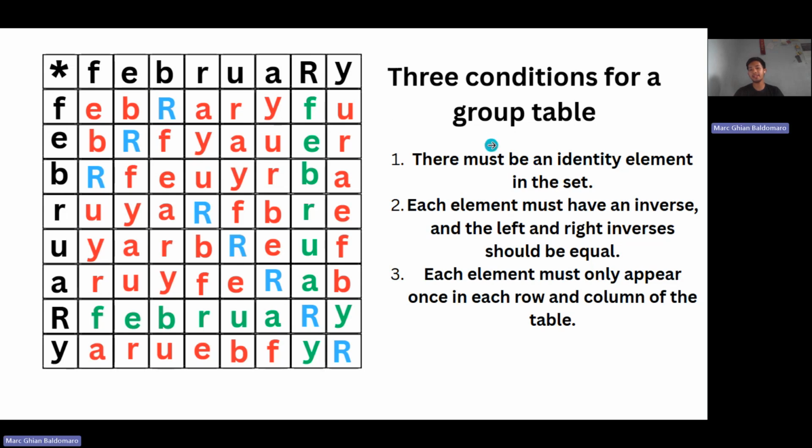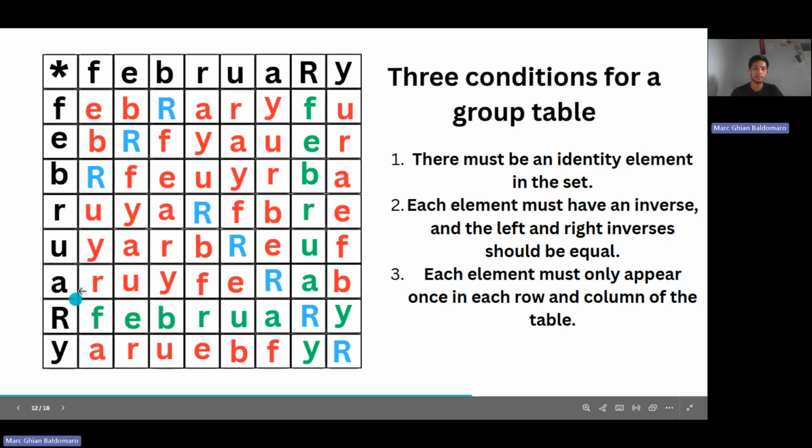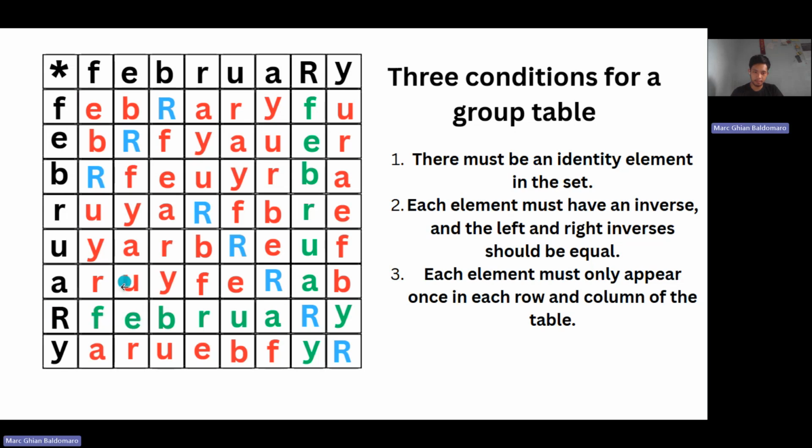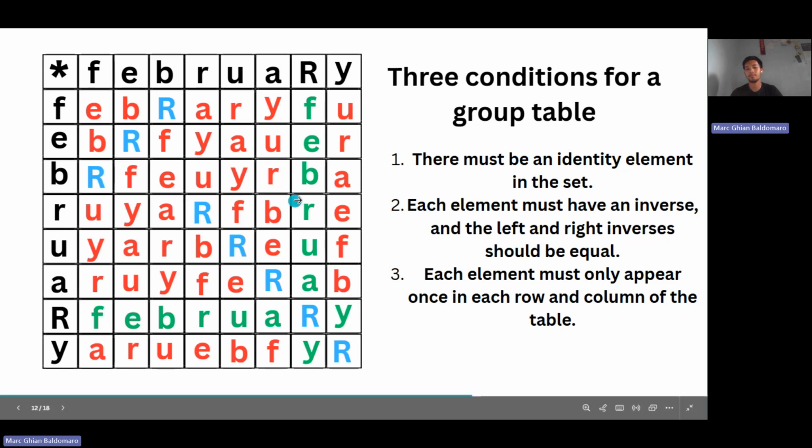Next, each element must only appear once in each row and column of the table. If we look at this E here, that is the only E in this row, and it is the only E in this column. If we look at this E, it is the only E in this row and in this column. If we look at B, once again, this is the only B in this row and this column, and the E here is the only one in this row and in this column.